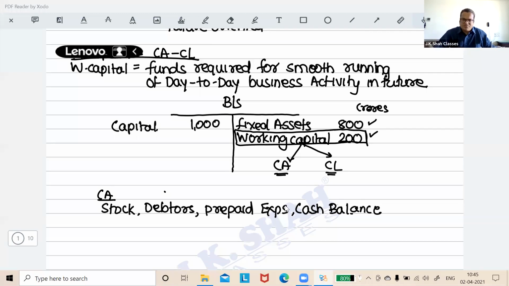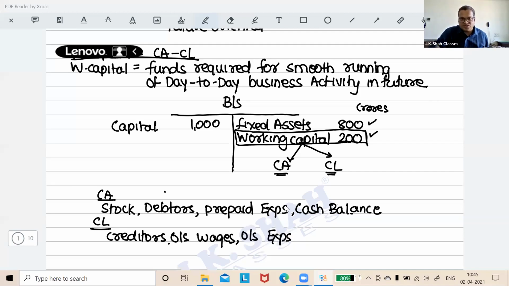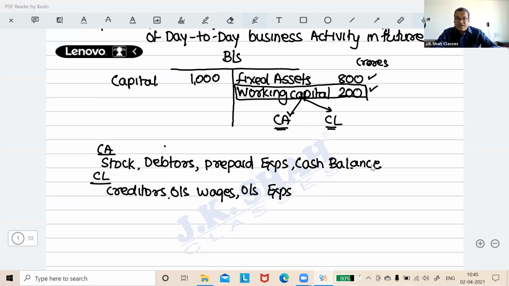Okay. So these are general examples of current assets. Current liabilities, what strikes our mind? Creditors would be there. Then outstanding wages, outstanding expenses. This is a generalization. When you actually solve the questions, there might be one or two other current assets or current liabilities also, but this is a fair generalization. Most of the questions will have this. So if we can estimate all these current assets and current liabilities with fair accuracy, what can we do? We can definitely estimate our working capital.